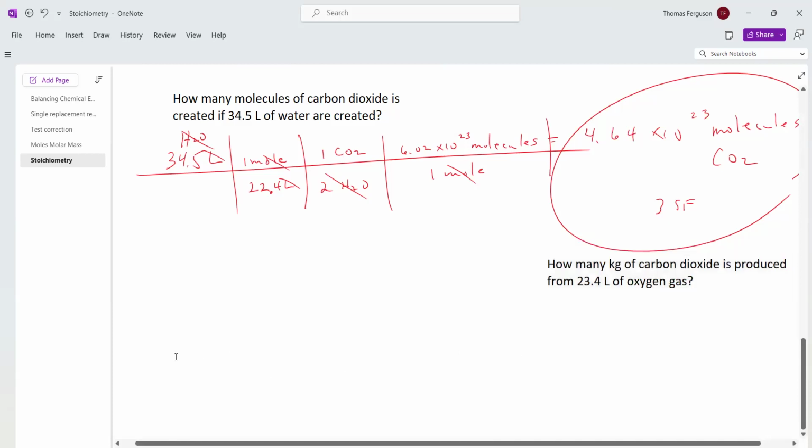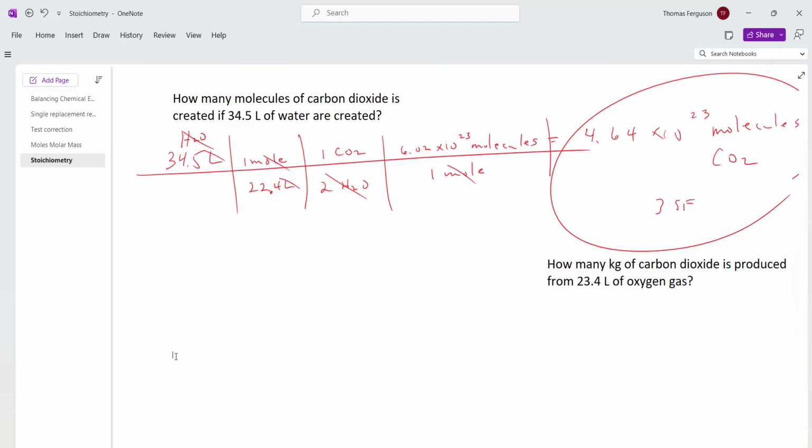So how many kilograms of carbon dioxide is produced from 23.4 liters of oxygen gas? Okay, so we've already balanced step number one, balance equation. So we're looking at 23.4 liters of oxygen gas. Now, in your reading and in your next semester class, they're not going to say oxygen gas, they're going to say oxygen. Oxygen is never by itself, it's always in gaseous form. So that means automatically you write down O2.